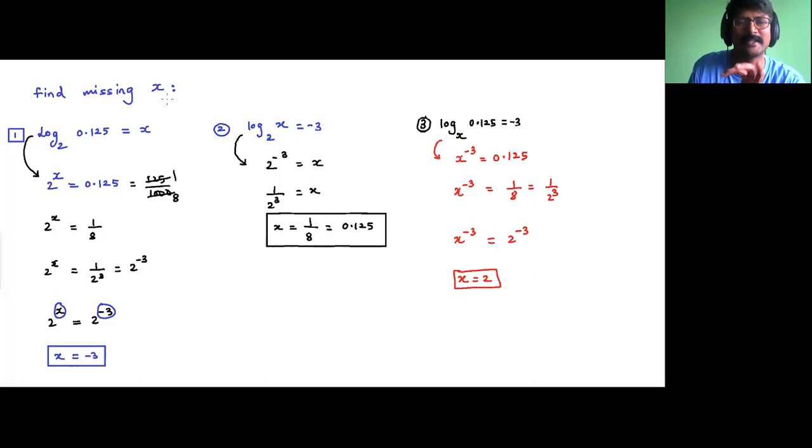So find missing x can be in any form. So you don't have to worry. Just convert that into the indices form. Then apply the basic rules of indices, and you're going to get the value of x. I hope you understood how to find the missing x. Anyone has doubt? Please raise your hand.